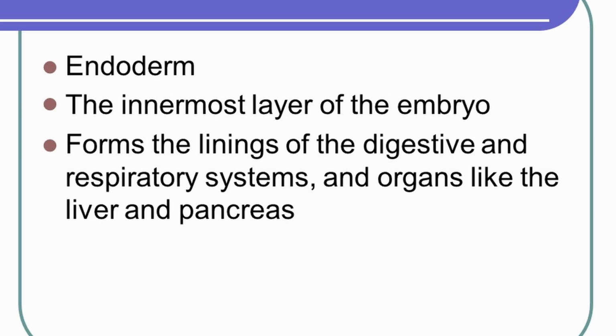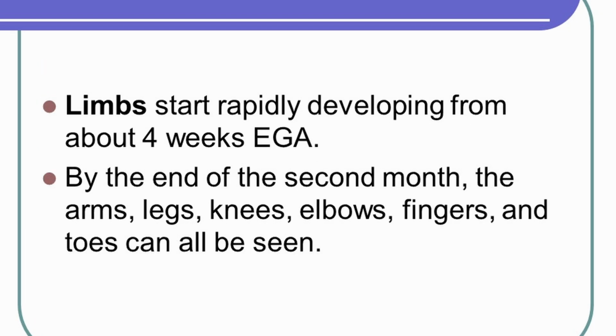As we saw in the previous slides, this is how limbs develop. The limbs develop about the 4th week of the EGA period. By the end of the 2nd month, the arms, legs, knees, elbows, fingers and toes can all be seen.